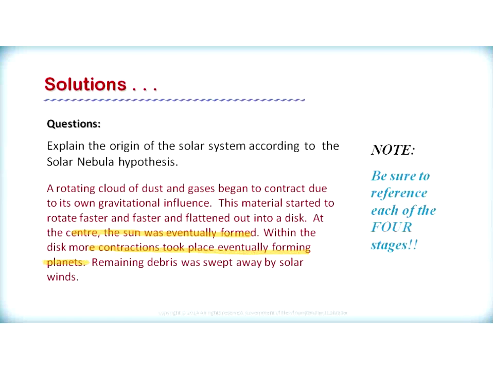And the remaining point, number 4 in this stage of the formation of the solar system, states that the remaining material was swept away by solar winds. So those 4 stages must be included when you address the answer to the question, the origin of the solar system according to the solar nebula hypothesis.